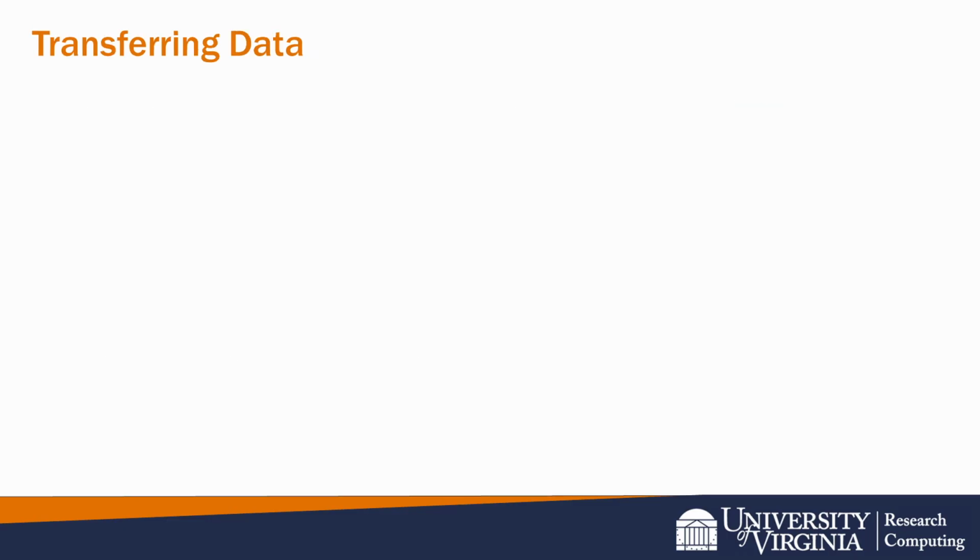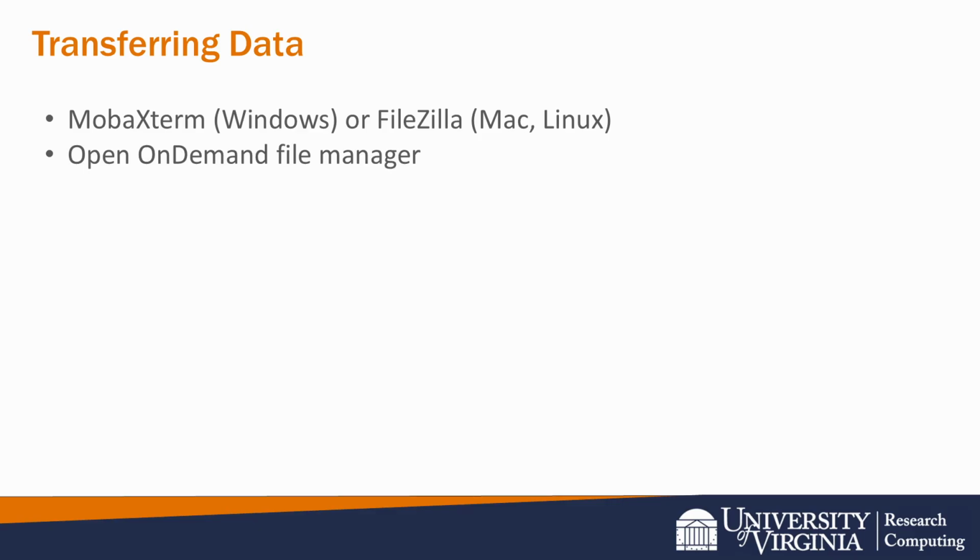To transfer data to and from the HPC system, there are many different options available. Here are some of the more popular options. MobaXterm is primarily an SSH client for Windows, but it also allows you to transfer files with a simple drag-and-drop interface. Another desktop app you can use is FileZilla, which is specifically for file transfer and works on Mac and Linux. For small files, you can use the upload and download buttons on the OnDemand file manager.